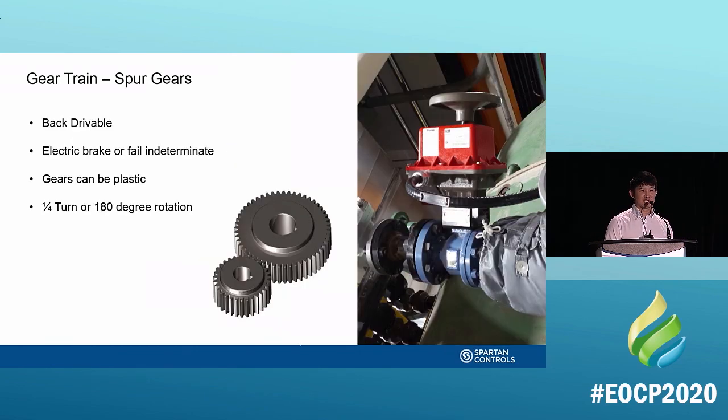For the smaller sizes, generally you see spur gears, and spur gears can be back driven. So they won't be truly fail last. You might not know where your valve is. Generally, spur gears are found on smaller valves, like the 2-inch ball valve you can see there. It's generally not so much of an issue. But if you do need your valve to truly fail last, you want to have a worm gear there.